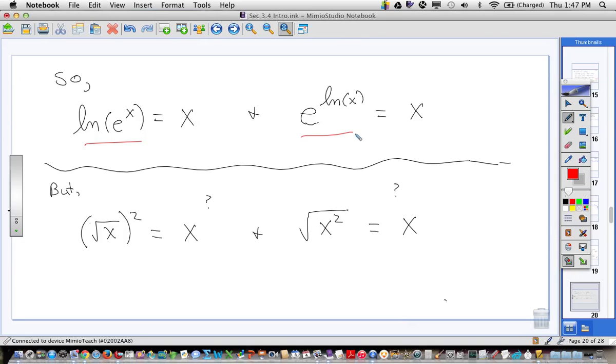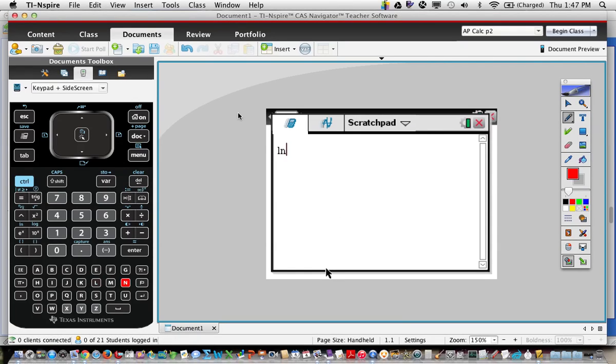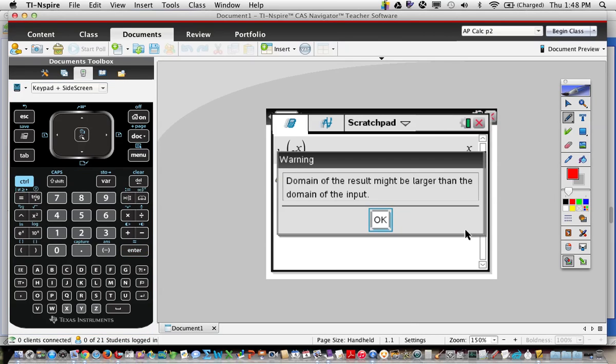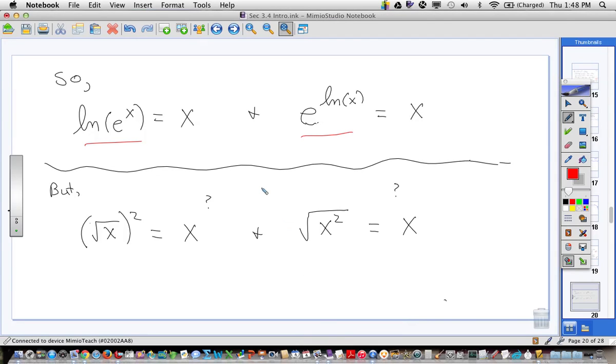Now, there are some issues though. Domain kinds of issues. And again, we just got to kind of be aware of it. And we can have the calculator check this out for us. So if I put in ln e to the x, calculator says that's x. Okay, no problem. If I do it the other way, if I go e to the ln x, I get this warning. And the warning is the domain of the result might be larger than the domain of the input. Now what do they mean? Well, what they mean is, if I put it in this way, let's think about what x could be. What's the domain here? What can I put in for x and then put it into the e?